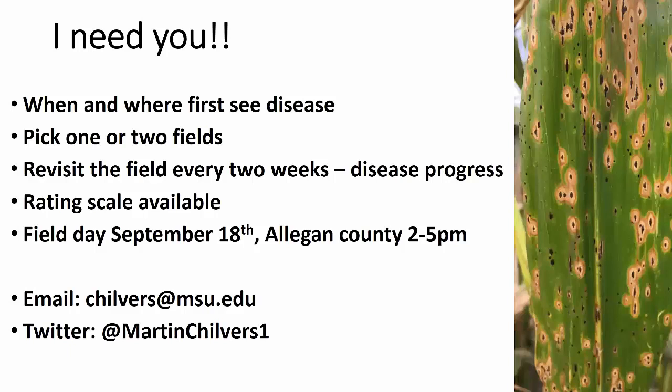So we went up to R3 last season. We'd have to double check labels to see how late we can go with that. And obviously, if you're coming in really late, you want to be careful thinking about these as rescue treatments, right? If we've got very, very high levels of disease, you're not necessarily going to shut that down. So we want to be proactive, again scouting, knowing what's there and trying to make that application probably between R1 and R3. Again, double checking that label.